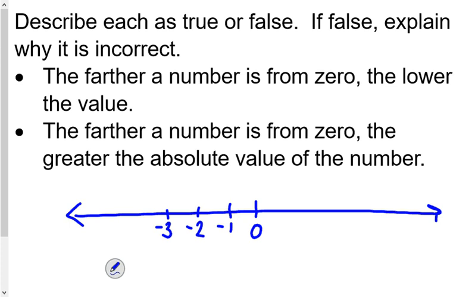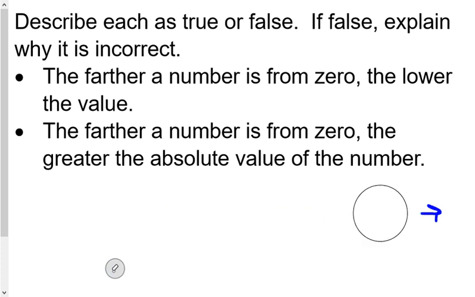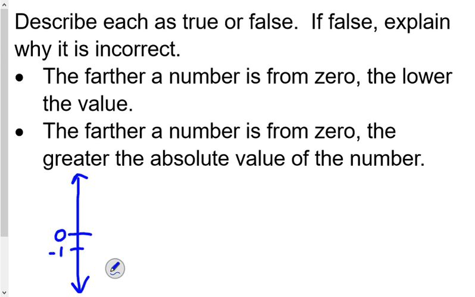And you might even be able to see this better on a vertical number line. As I get further from 0, I'm getting lower. So at first glance, this might seem like a true statement, but think about it. Numbers can also go up from 0. So am I necessarily getting smaller as I'm getting away from 0? Well, no, it depends which direction I'm going. So that one would be a false statement.